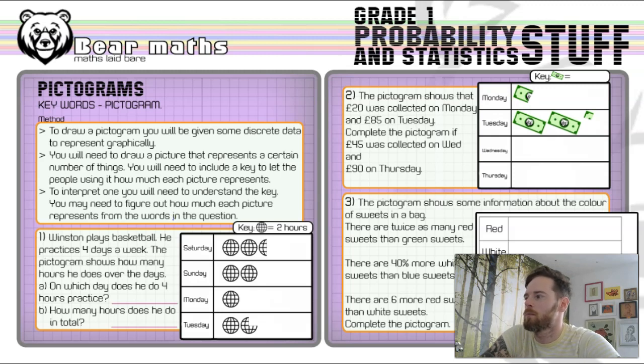So, Winston plays basketball in question number 1. He practices 4 days a week. The pictogram shows how many hours he does over the 4 days. Which day does he do 4 hours practice?